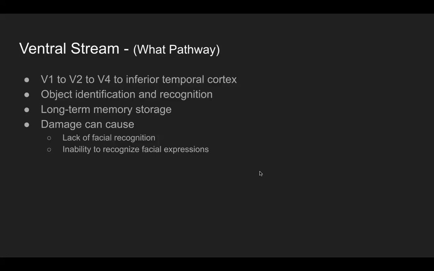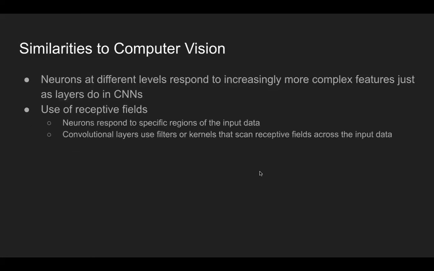So with all of this, I know last week we talked about computer vision and some similarities, like the brain analogy to computer vision. So one similarity is that neurons at different levels respond to increasingly more complex features, just as layers do in CNNs. This was talked about last week in lecture, and there's a couple of good slides on this that I would recommend looking back on now that you have a better understanding of how the human visual system works.